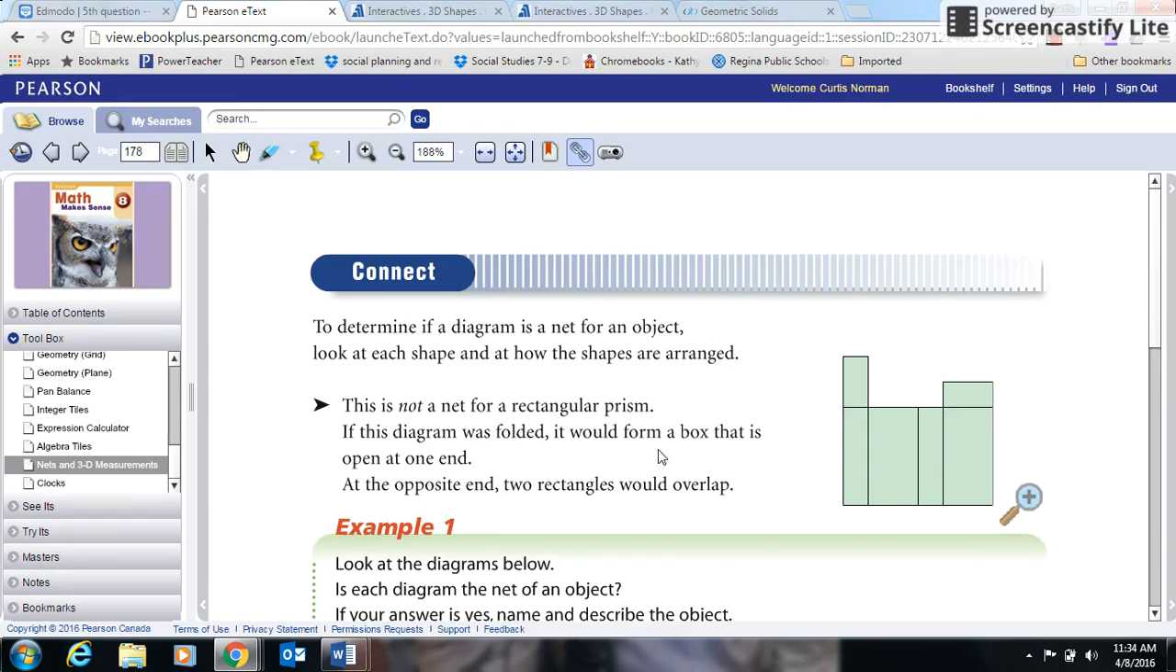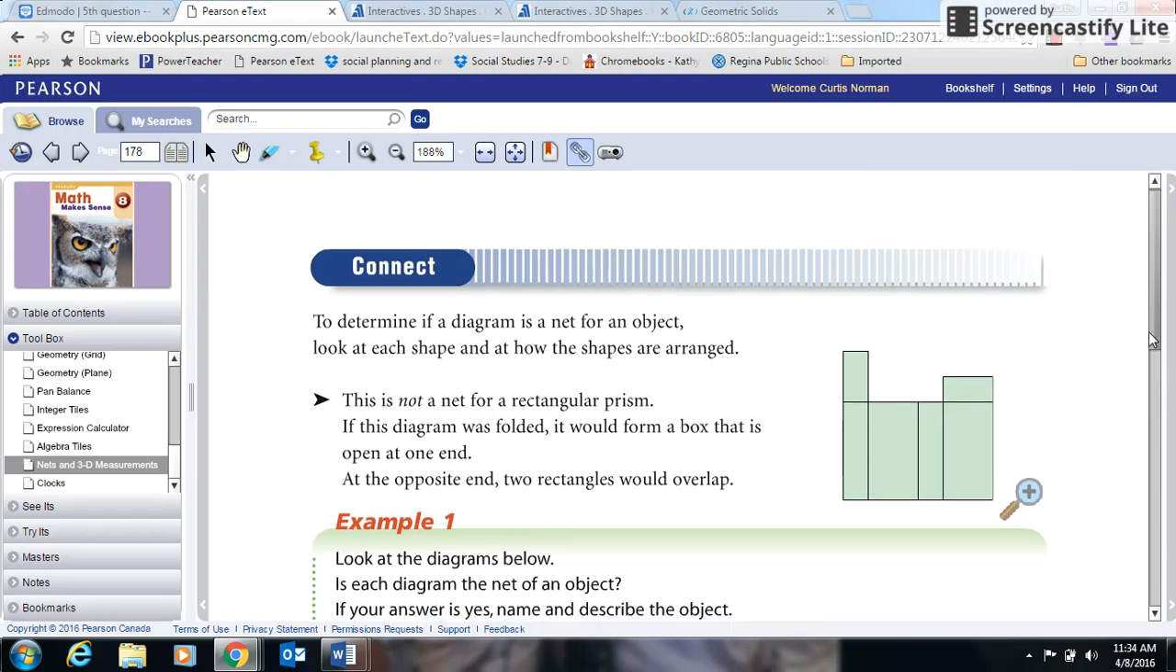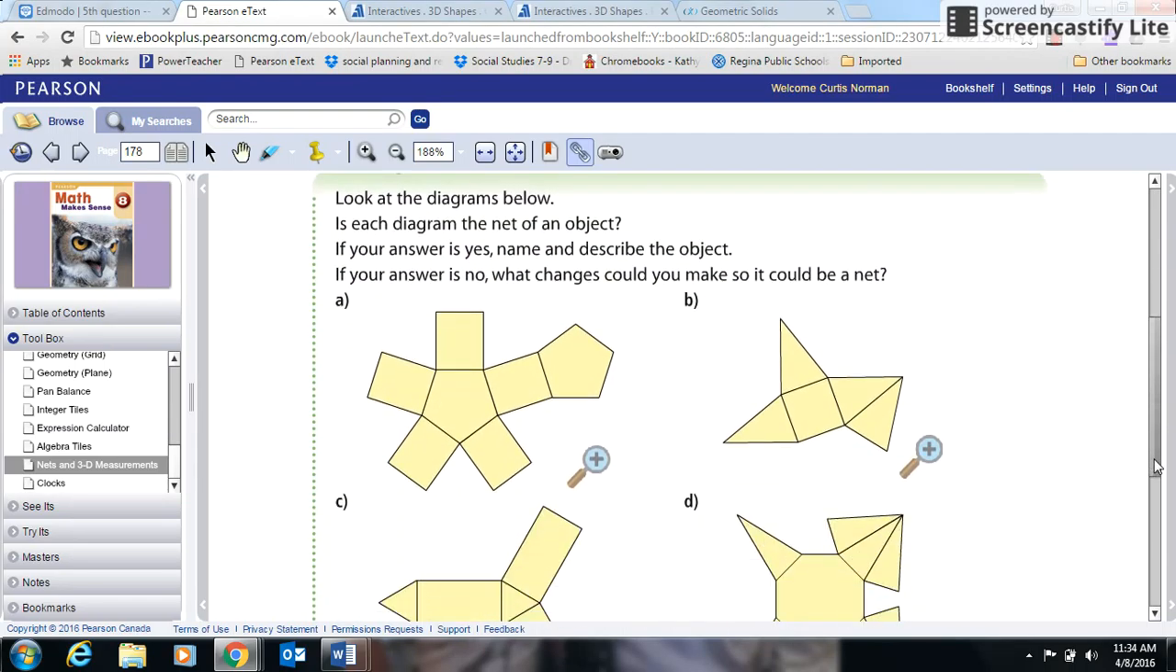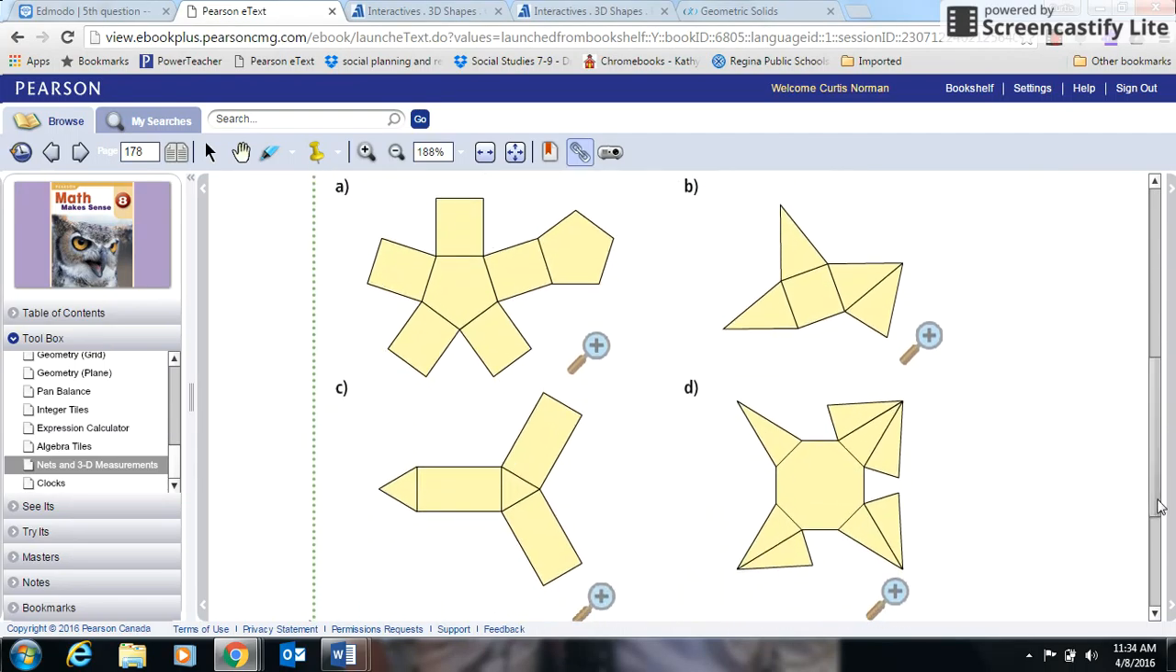If this diagram is folded, it would form a box that is open at one end, and at the opposite end, two rectangles would overlap. Okay. Well, let's practice a bit here. There's four shapes here. Okay, let's look at this shape. Now you got to use your imagination. What do I see? A bunch of rectangles, 1, 2, 3, 4, 5, and then two congruent shapes. 1, 2, 3, 4, 5, pentagon, two congruent pentagons.